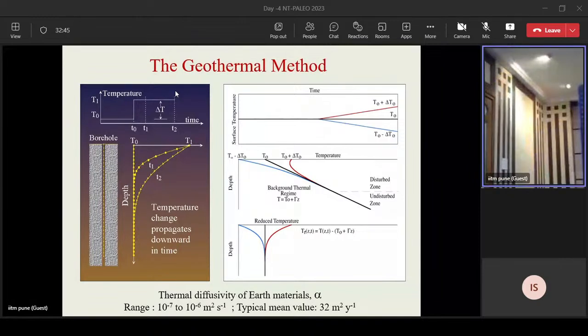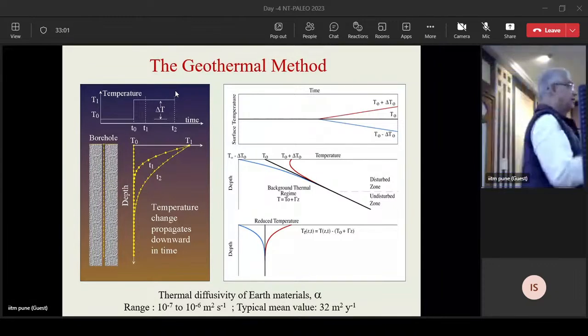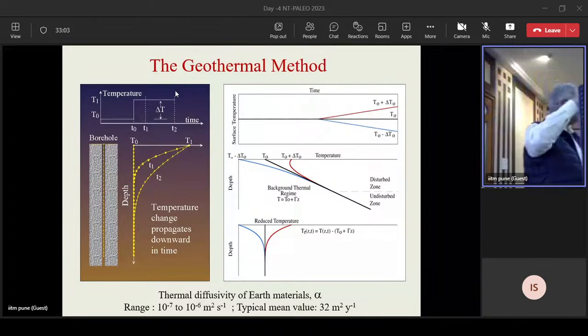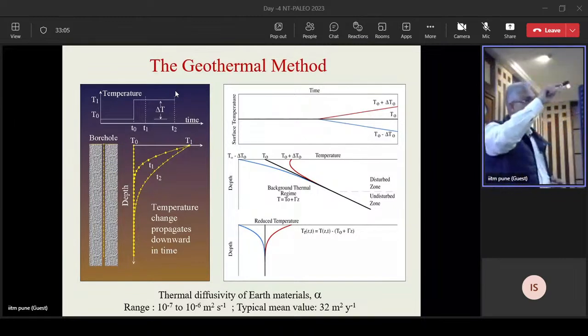So if you see the surface air temperature record, which IITM measures and IMD measures, you will see a lot of fluctuations. That's the high frequency. If you pass the same thing through the earth, which is a low pass filter, it will cut down those high frequencies, but it will give you a more smoothened version. Only the low frequency will be preserved.